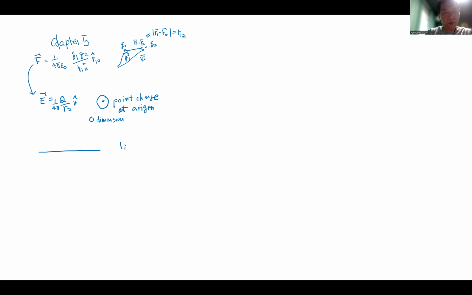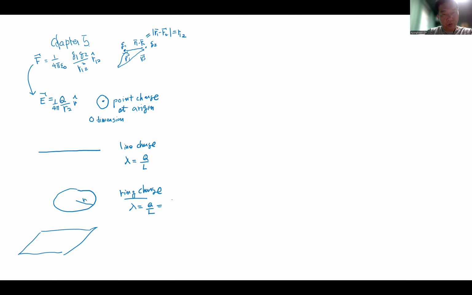Then we applied this to the one-dimensional case, the line charge with the line charge density, which is Q over L. We also thought about the ring charge, and then the surface charge density, with the surface charge.